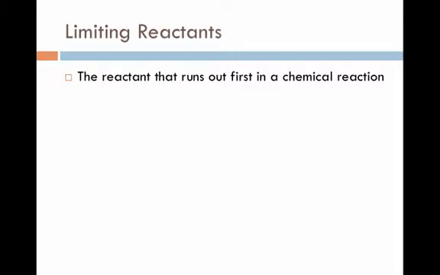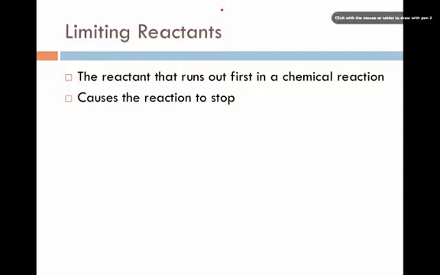So let's then define what a limiting reactant is. A limiting reactant is the reactant that runs out first in your chemical reaction. You're going to have one chemical that's limiting, one chemical in excess. Whichever one's limiting is the one that we're going to focus on. By running out of that reactant, the reaction itself is going to stop.